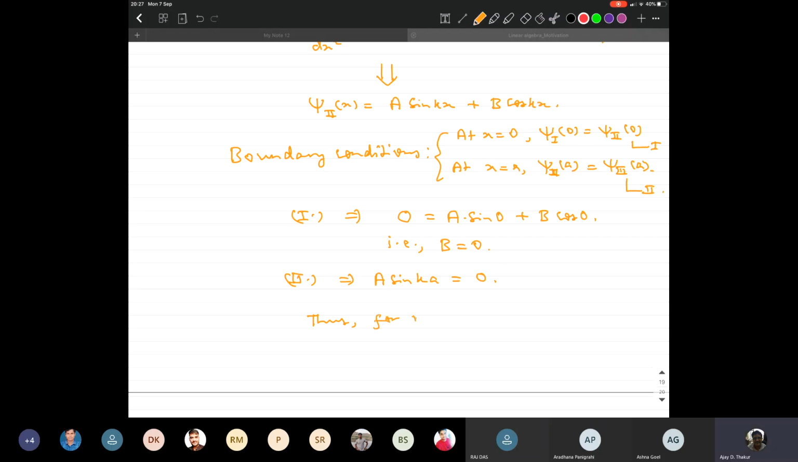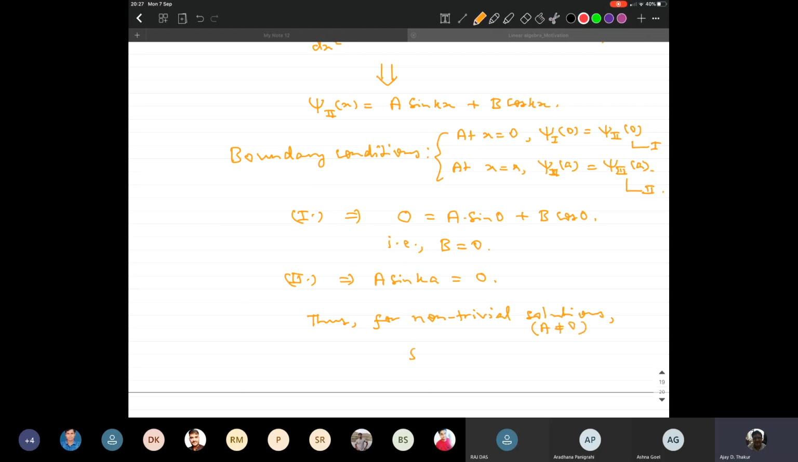for non-trivial solutions, again, when I say non-trivial solutions, what would be a trivial solution? A trivial solution is one where psi is 0 everywhere, but that's uninteresting, right? The particle has to exist somewhere, and that's unphysical also. So the trivial solution here is unphysical. Therefore, for a non-trivial solution, this a cannot be 0, right? A is not equal to 0.